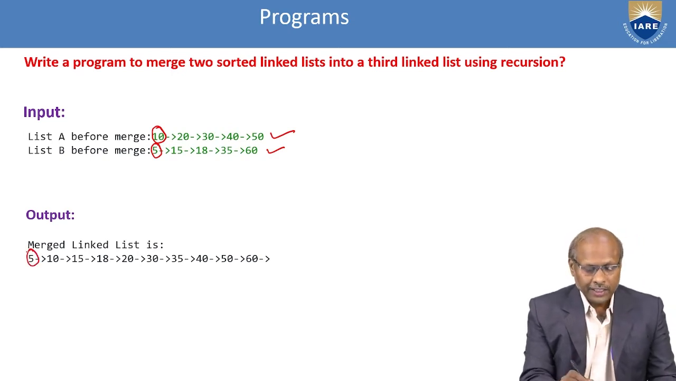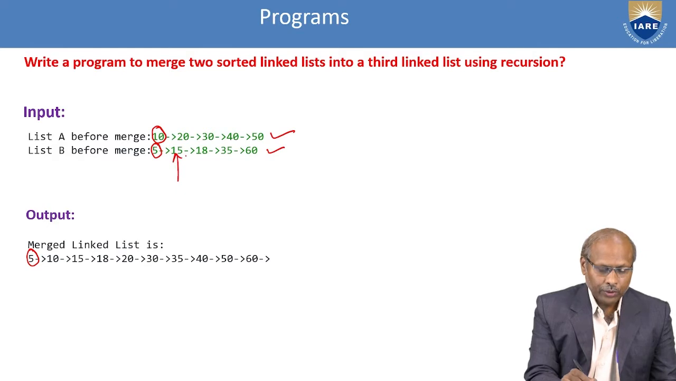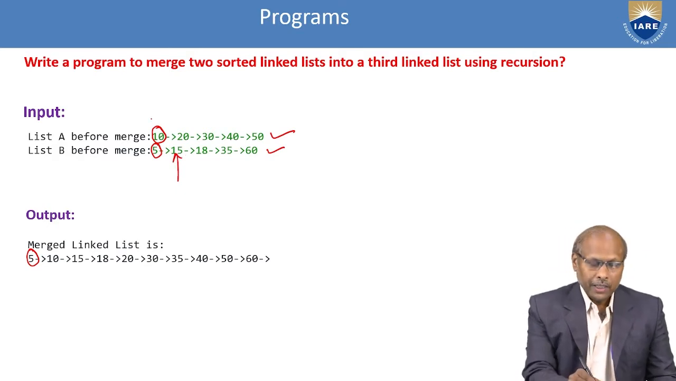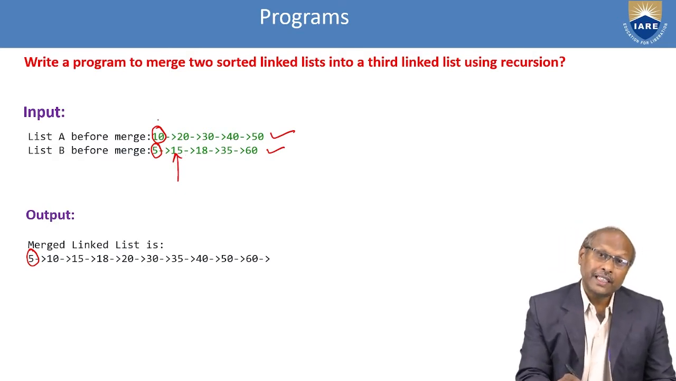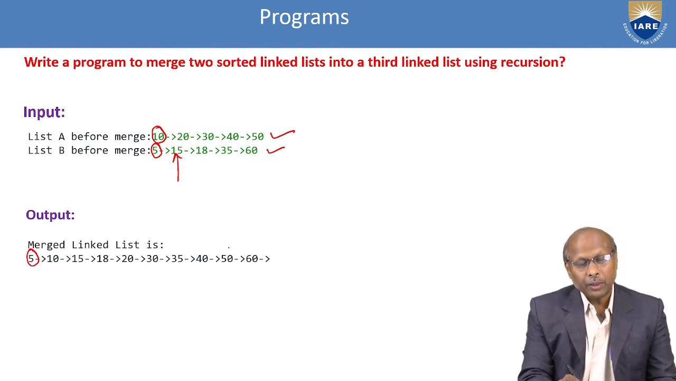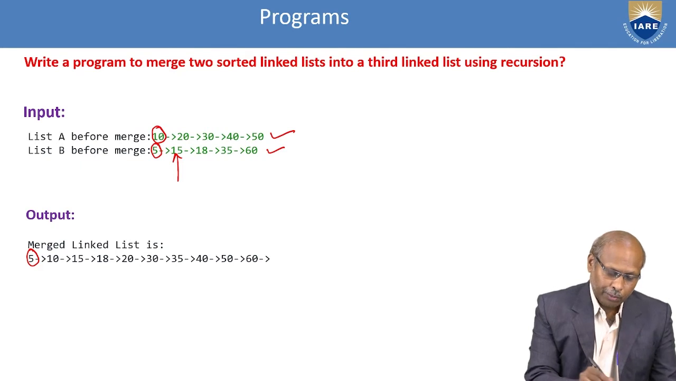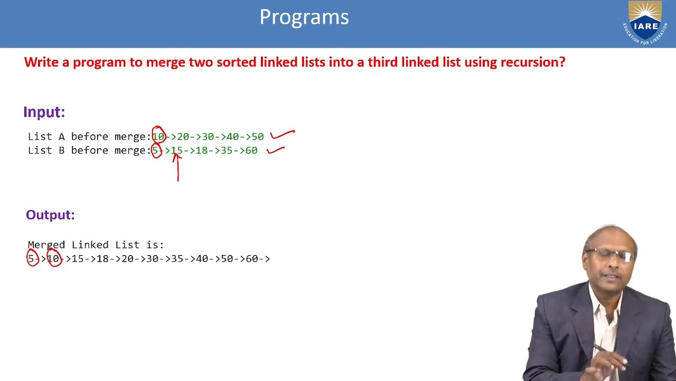After that, I should go to the second node of the second list. My second node is 15. But the current node of the first list is still 10. So now you have to compare these two. Whichever is smaller, you keep first. So 10 is smaller, so 10 should come next.